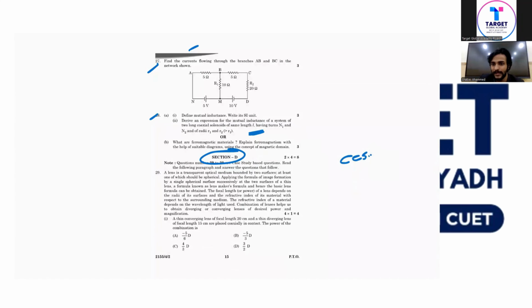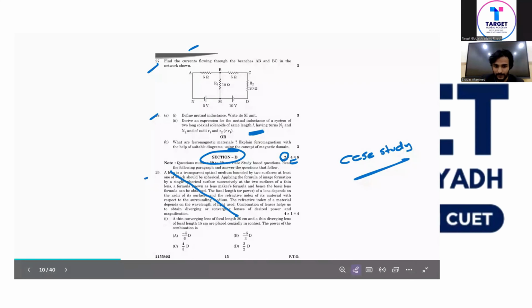Then section D is the case study. So here we have 2 case study questions, and in each question you have 4 sub questions. Here in this 29th question, you have a bigger paragraph.